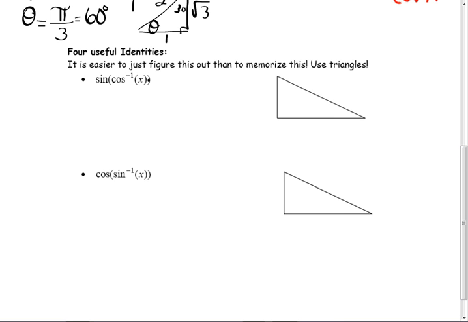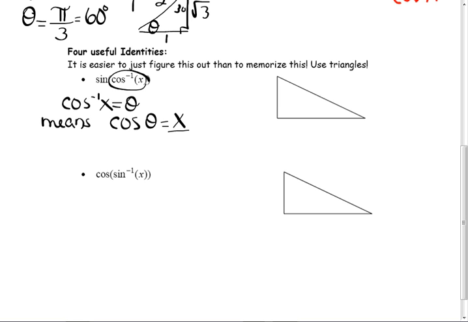This is my angle. Inverse cosine of x is equal to theta, which means the cosine of theta is equal to x over what? 1. I haven't done the sign yet. Just started with the black part.